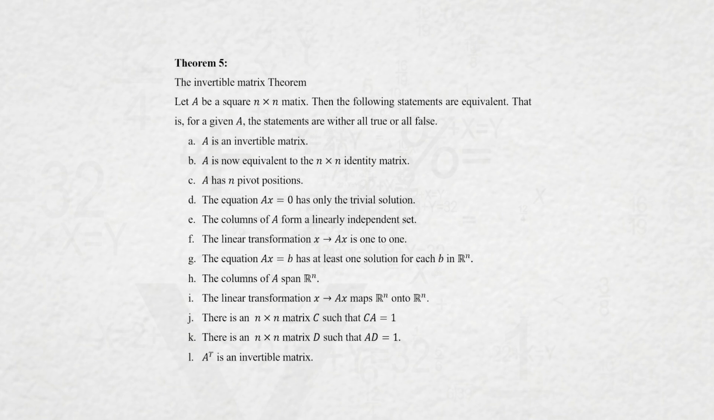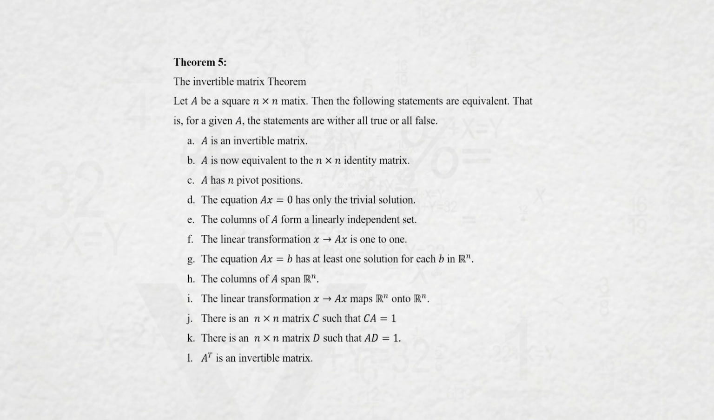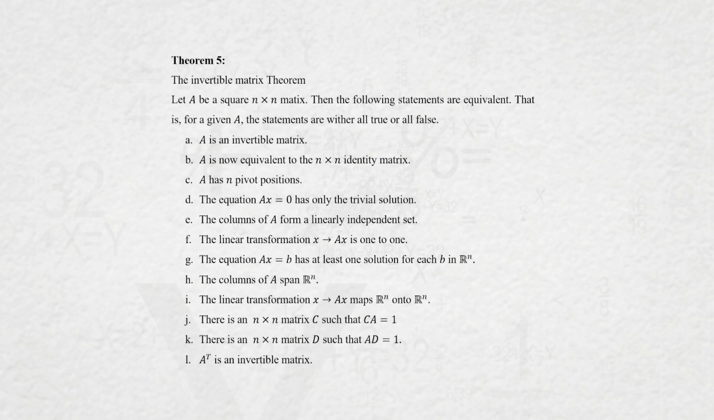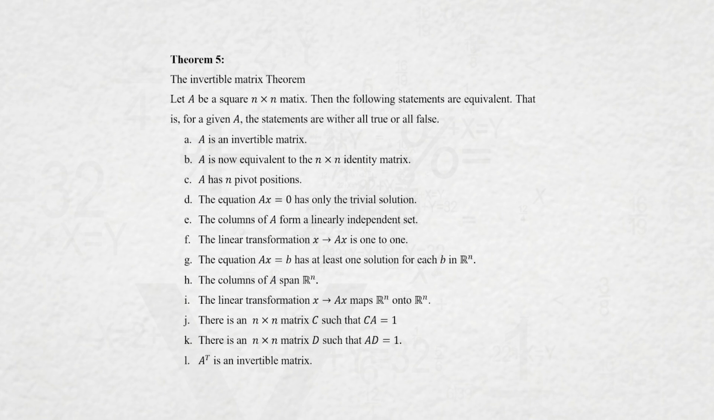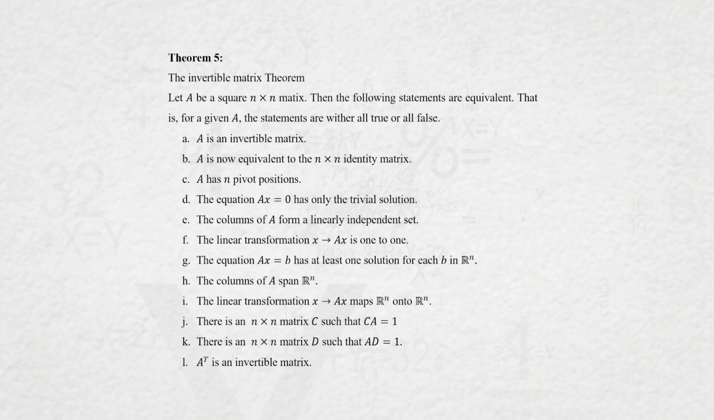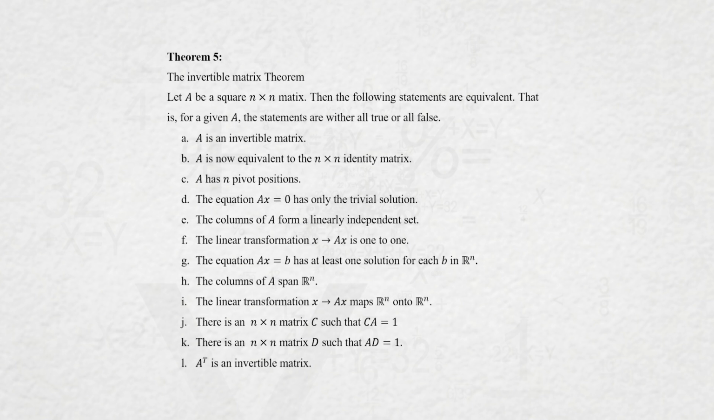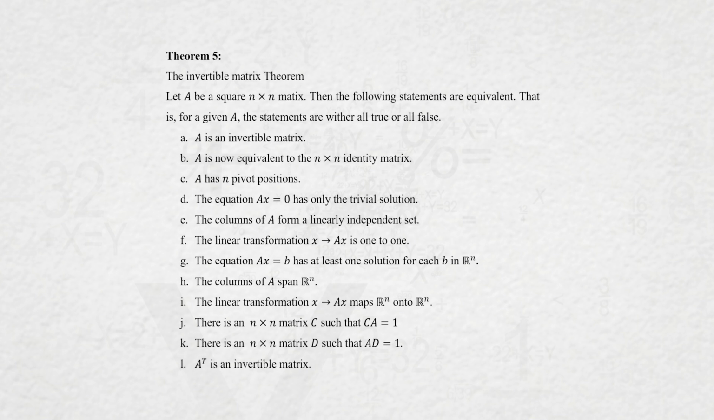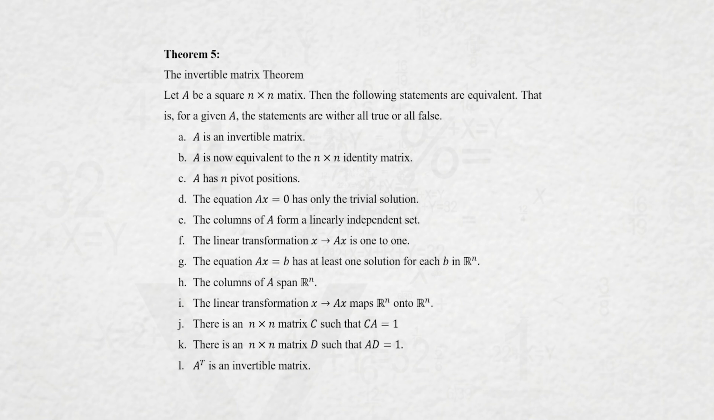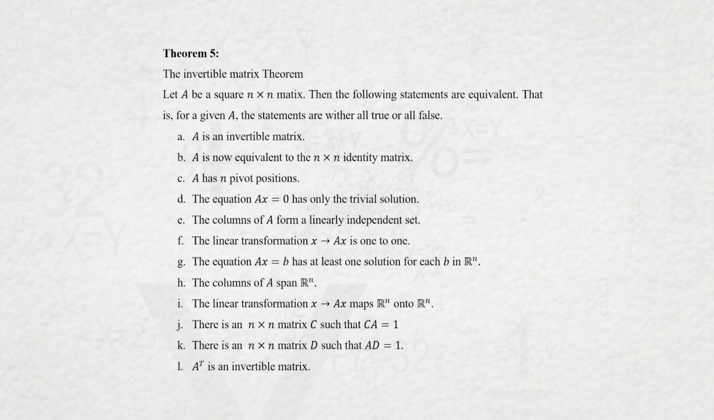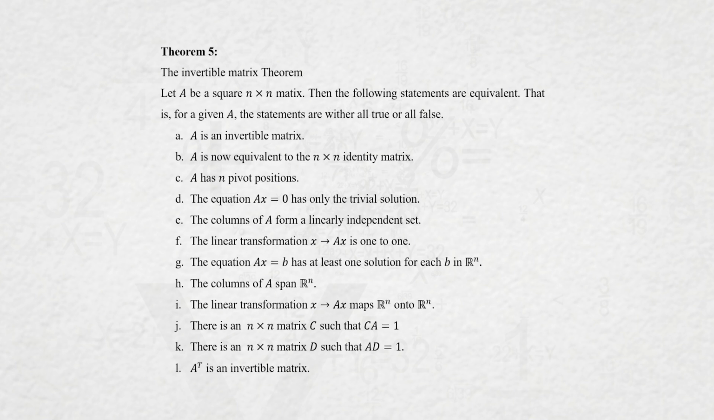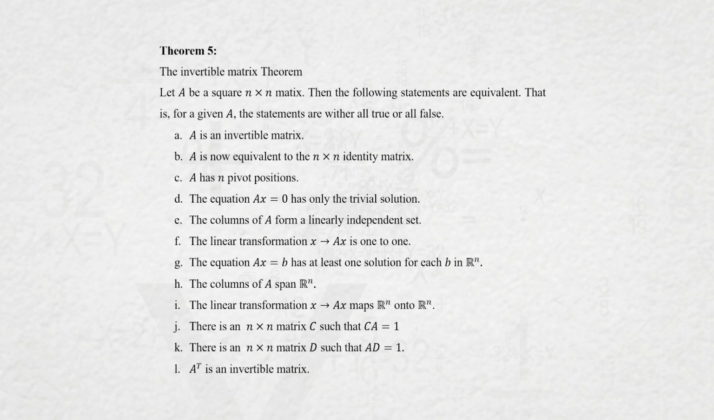Theorem 5, the invertible matrix theorem. Let A be a square n cross n matrix, then the following statements are equivalent. That is, for a given A, the statements are all true or all false. A, the matrix A is an invertible matrix. B, A is row equivalent to the n cross n identity matrix. C, A has n pivot positions.